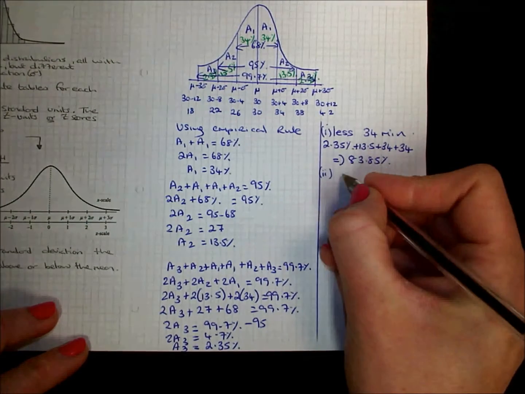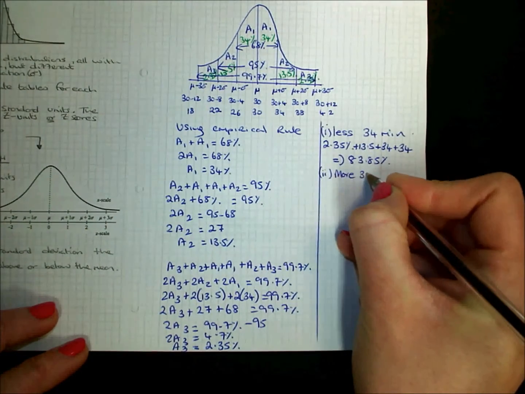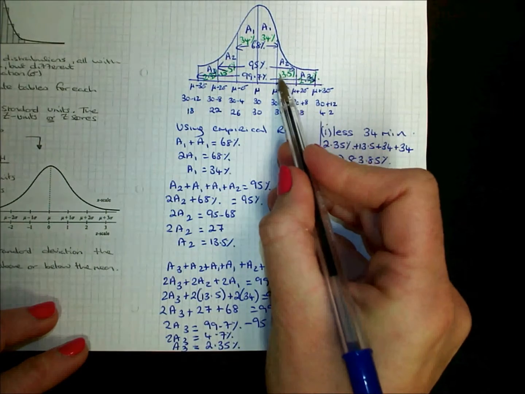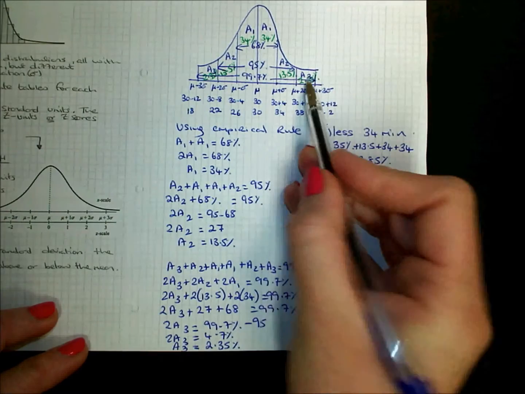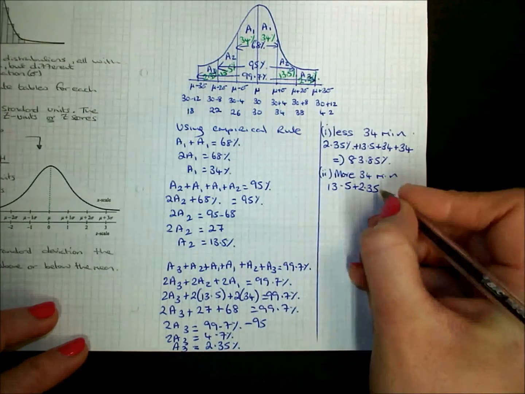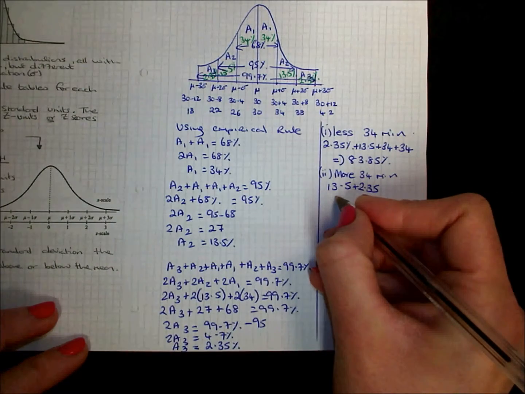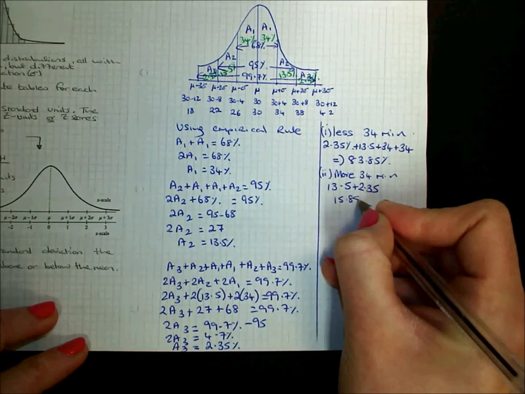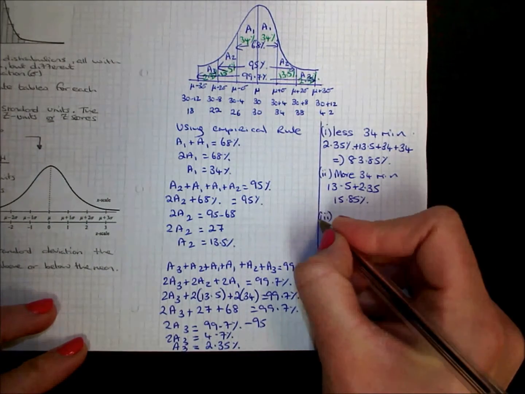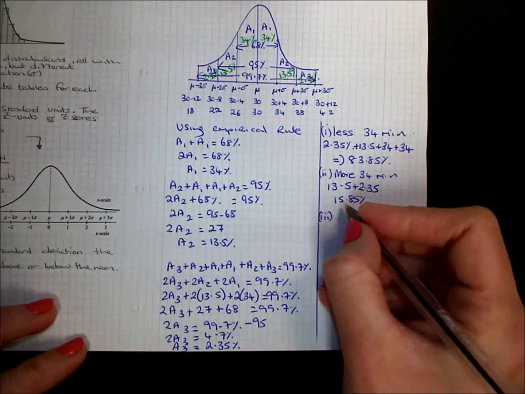Part 2 is more than 34 minutes. So there's your 34, so it's the areas above the 34, so it's 13.5 plus the 2.35, which is giving you 15.85% of journeys.